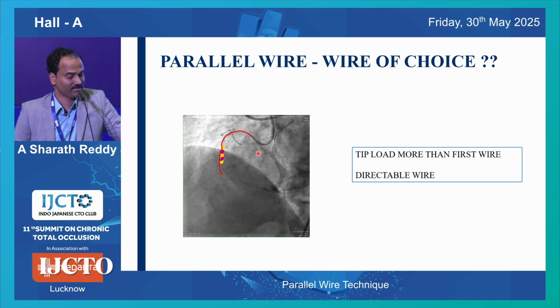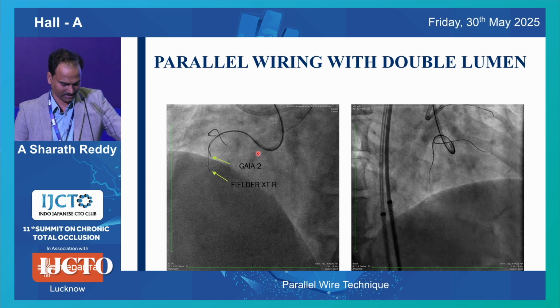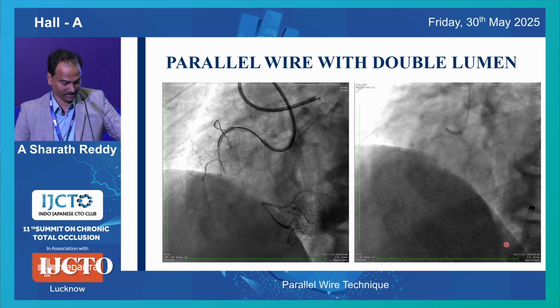So take a better tip load wire and obviously a more directable wire. In this case, the first wire is Fielder XTR, so I escalate to Gaia 2, either Gaia 2 or Next 2, whatever is available. If the first wire itself is Gaia 2, you go to Gaia 3. Usually we escalate wire, though there are cases where we do de-escalate. You can see here my second wire is going, directed in two orthogonal views. Always take two orthogonal views and direct. The second wire is in true lumen against the first wire, which is subintimal.